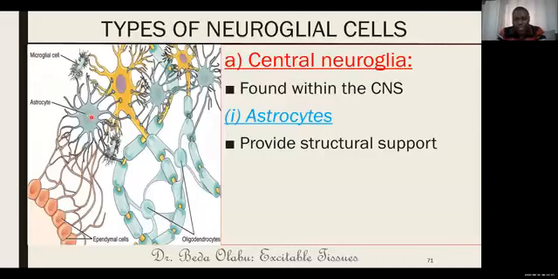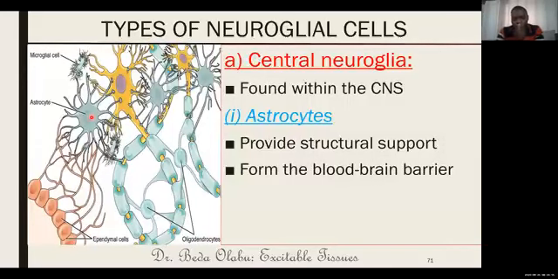Now, this structural support is usually in adults as well as even during development, actually. When neurons migrate, they anchor themselves on astrocytes. But even in adulthood, wherever they are, they're anchored by astrocytes. Astrocytes also form part of what we call the blood-brain barrier.